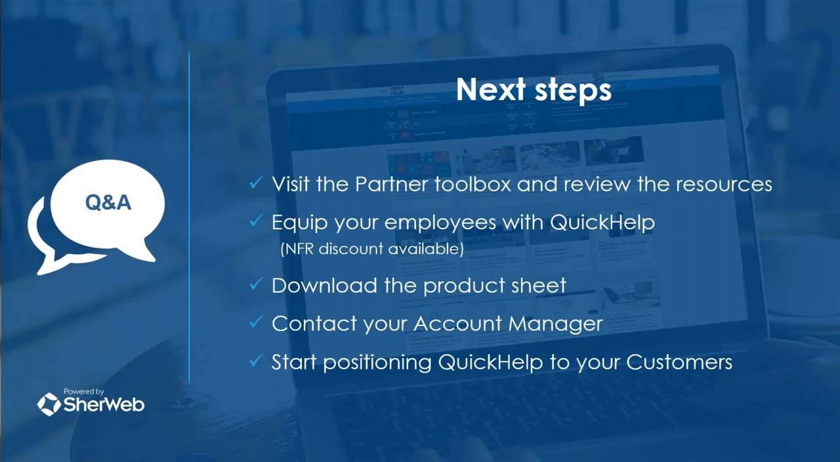So really, on the next steps that we have left: equip your employees with QuickHelp. If you don't know yet, we have a normal resale discount for partners. So on top of the partner price list, you get another discount, and QuickHelp is really, really cheap. If I don't mistake, it's going to cost you $1.30, something like that, per month per user for your internal use. So really equip your end users. Learn how to use Teams yourself. You will be even better at selling it. Download the different content, contact your account manager, and of course, start positioning QuickHelp to your customers.